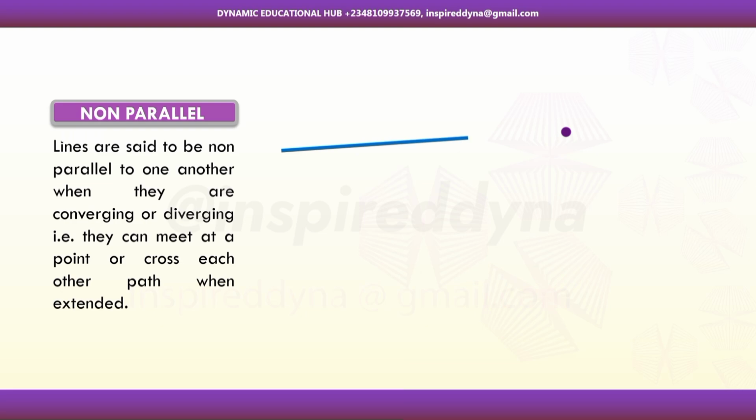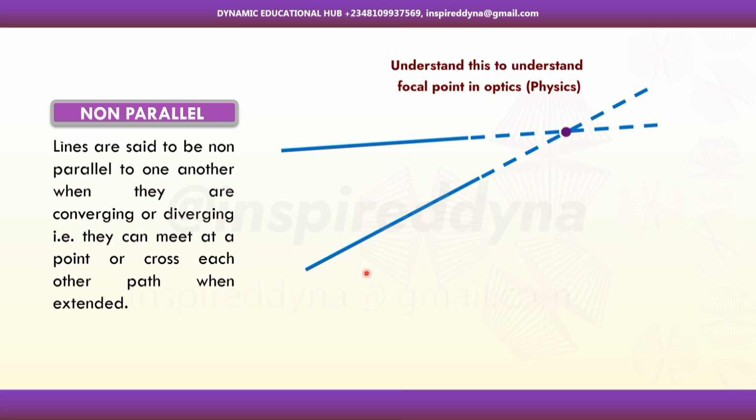Let me explain this. When you have a straight line moving that way and you have another straight line moving this way, if you look at these two lines carefully, you discover that although the two lines are not intersecting, when you extend them like this, you see that later on they are going to intersect each other. So that is why these two lines are non-parallel lines. You can see that they are moving towards a certain point. That is what we call converging.